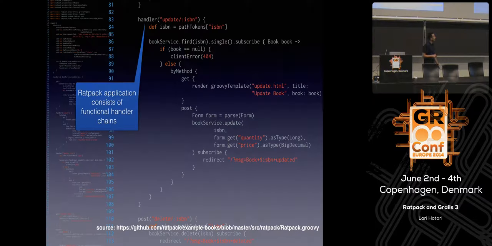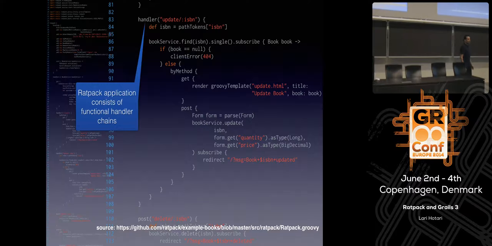There's this Ratpack DSL, which is a simple way to do Ratpack applications in Groovy without knowing all the details of the handler setup and all that complex stuff. What would be quite complex to handle without a DSL like this.